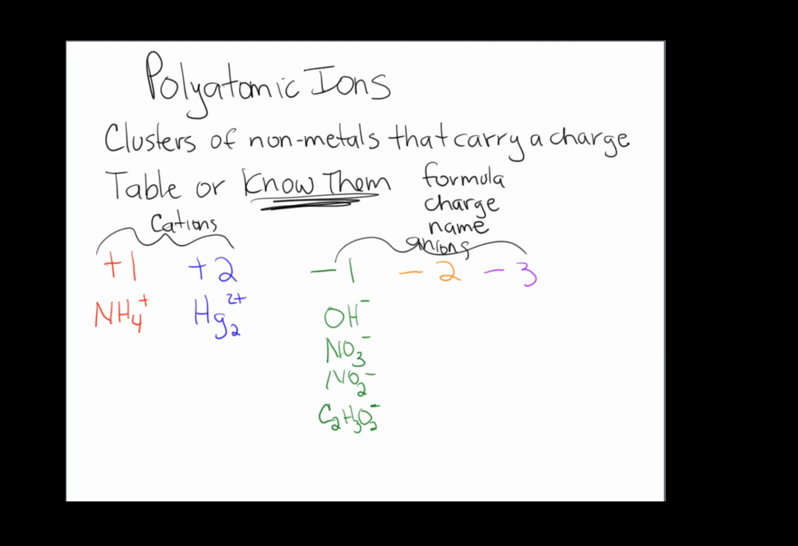The -2 family, oh, I do love the sulfate family, or the sulfur family. So I have sulfate and sulfite. And who else do I have? Ooh, carbonate. And then my -3 family, the most popular one, is the phosphorus family, which is phosphate and, oops, that's a 3, phosphite. All right, so that's a generic list of some of the polyatomics.